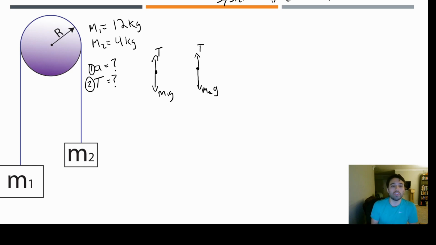That can cause an acceleration on our system, but not the tension force because it's internal. So we're going to set up our net force equations. Before we do that, though, let's take a look at the pulley and direction. Direction has always been very important to us.